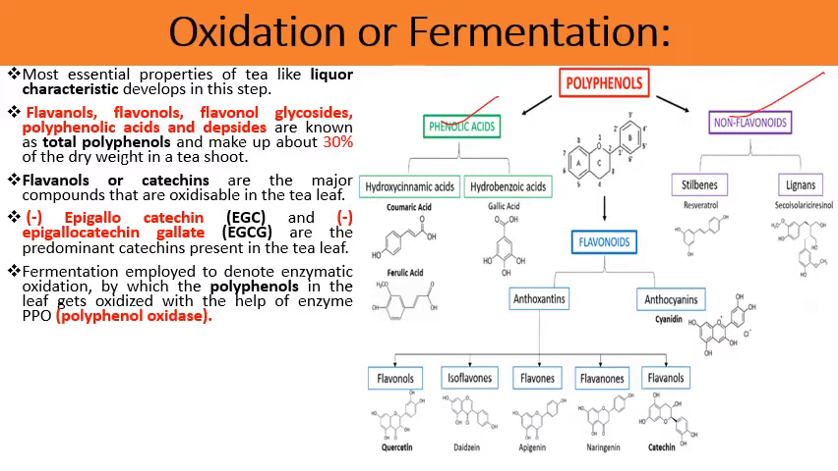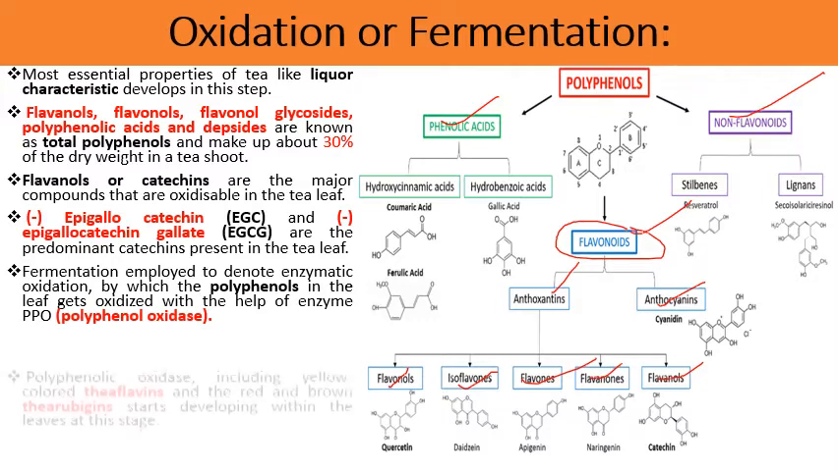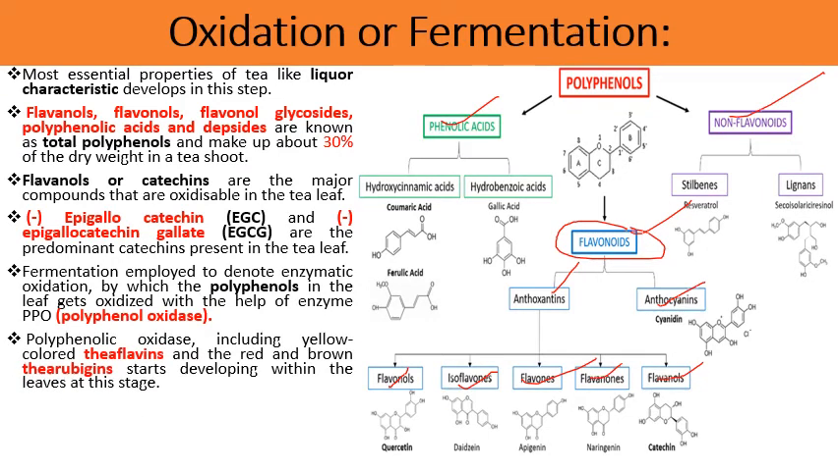If we talk about polyphenols, they can be categorized into 2 categories, that is phenolic acids and non-flavonoids. I will not go into the detail. We will only focus on flavonoids. Flavonoids are categorized into 2 categories, xanthins and anthocyanins. So anthocyanins are further of different types that include flavonols, isoflavones, flavones, flavonols. So these are various flavonoids.